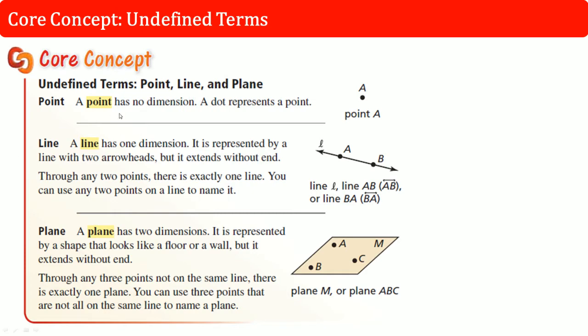A point. A point has no dimensions and it is represented by a dot, and with its letter, you could write it as point A. If you just write the letter, it doesn't make sense. You have to make sure you write point A.